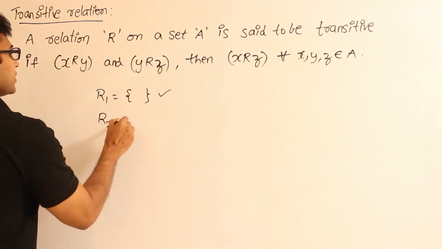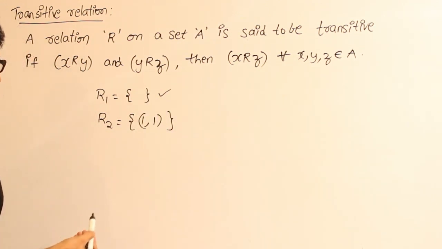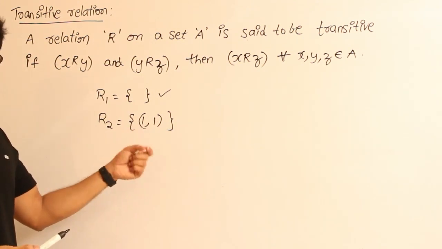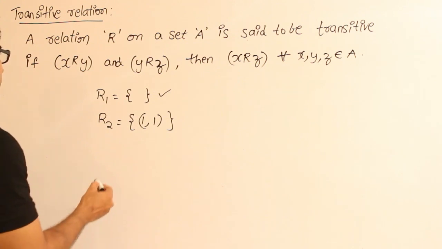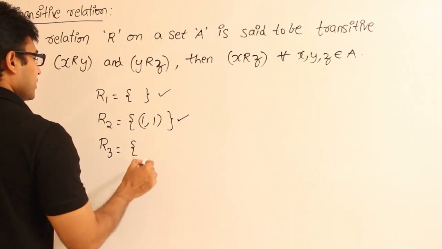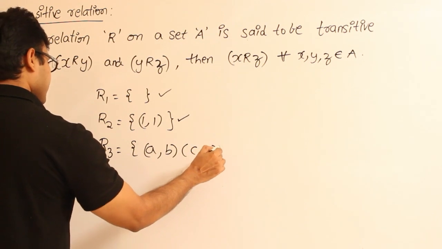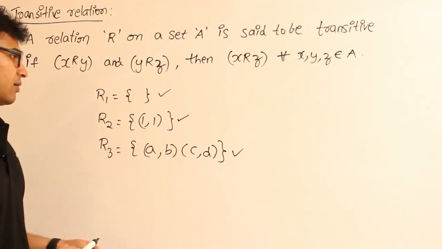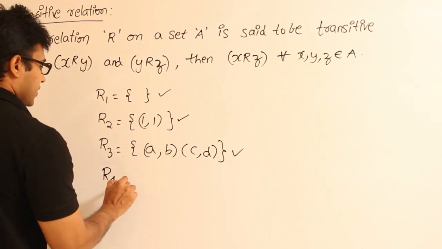Now let's say R2 is 1 comma 1. Is it transitive? Yes, because it does not have the pair x comma y and y comma z, and only then might it fail. Without that pair, there is no chance of failure at all. Therefore, it is transitive. What about the relation R3? Let's say R3 is A comma B and C comma D. It is transitive because we don't have that pair x comma y and y comma z. Therefore, it is transitive.